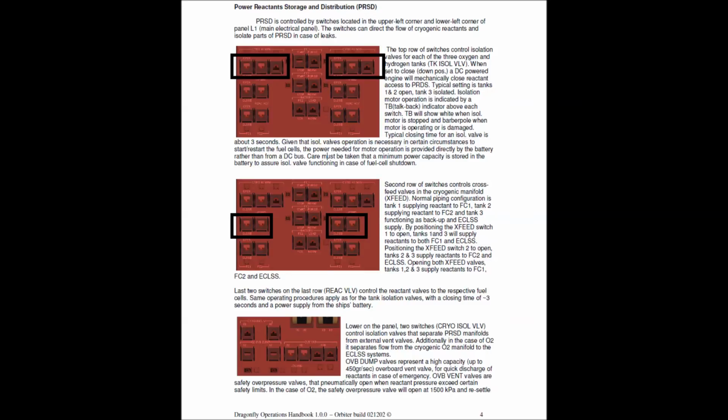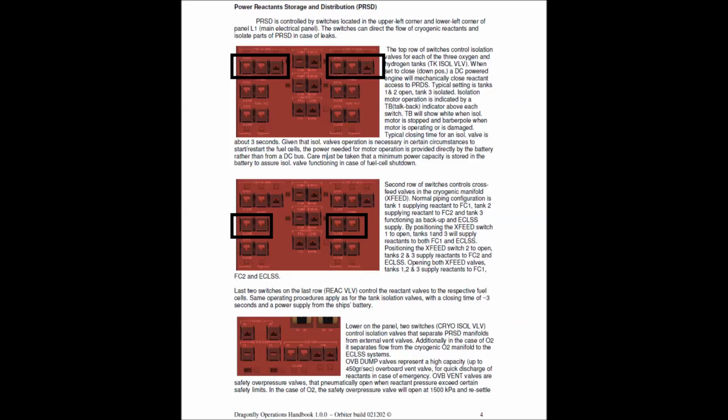OVB dump valves represent a high capacity, up to 450 grams a second, overboard vent valve, for quick discharge of reactants in case of an emergency. OVB vent valves are safety overpressure valves that pneumatically open when the reactant pressure exceeds certain safety limits.